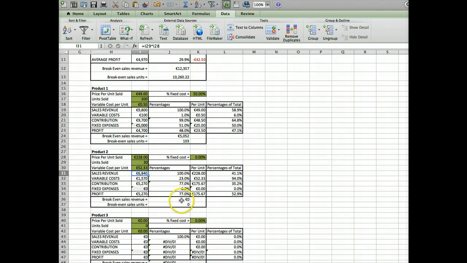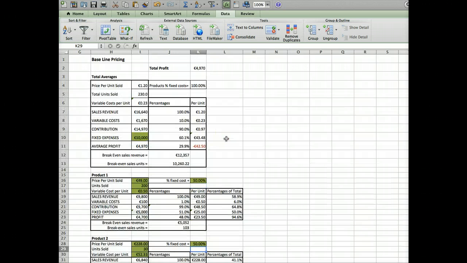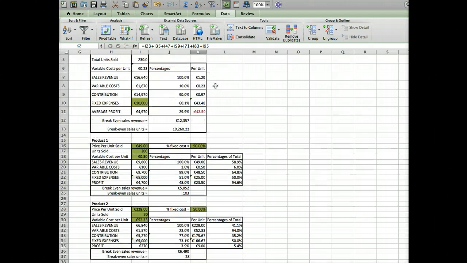If we do our fixed expenses to say 50% of our fixed expenses, we can see now that we would need to sell 28 to break even, and our break even sales revenue would be 6,490. Now, what we now see is that at the top we're actually running at a total profit. It's not a deficit, it's a profit here, which is really great.